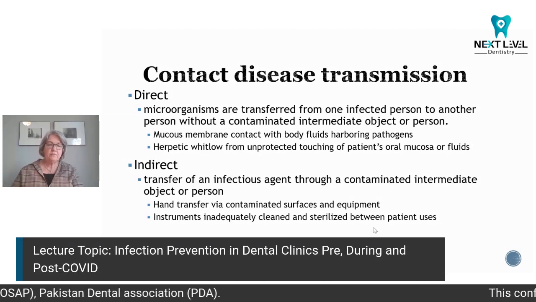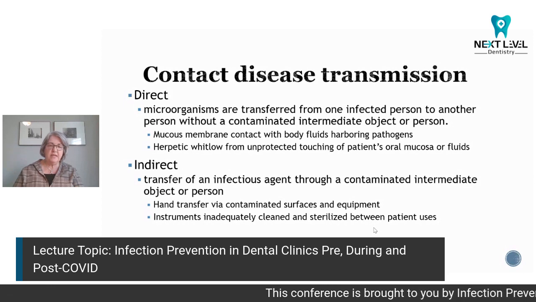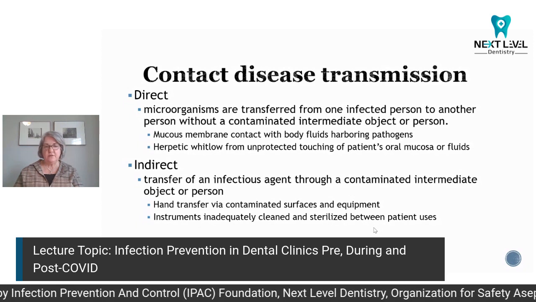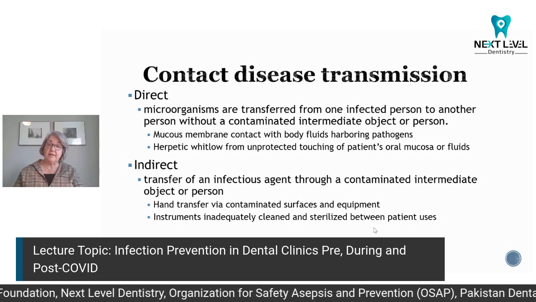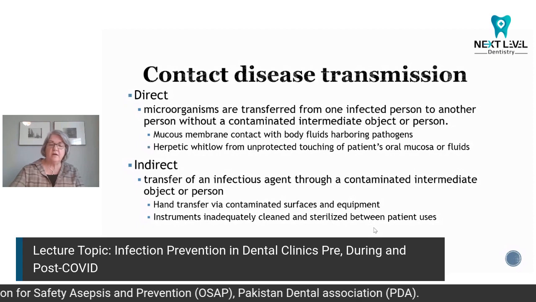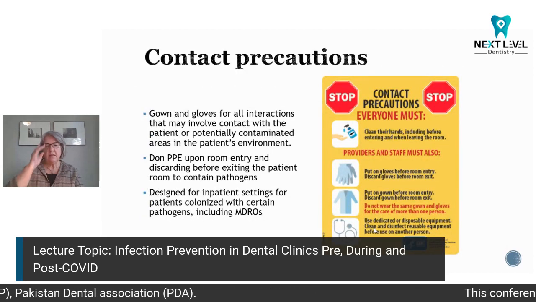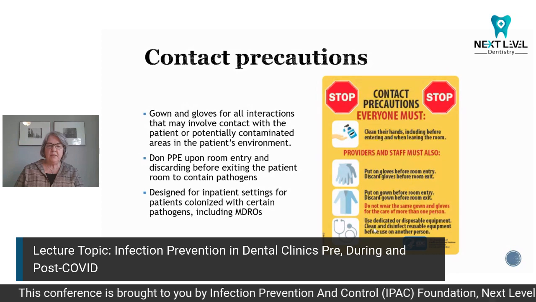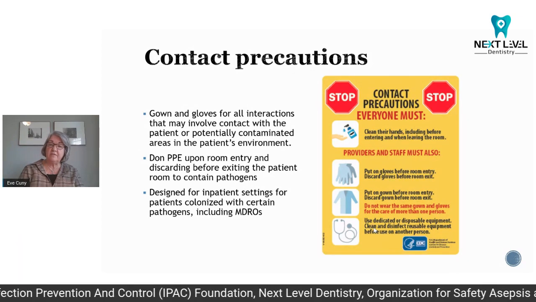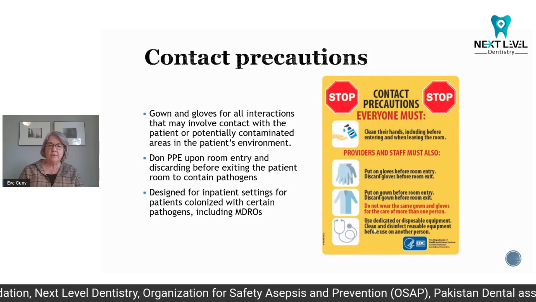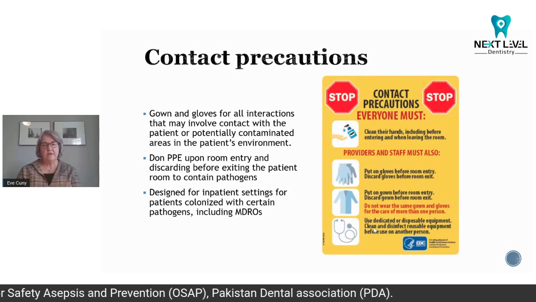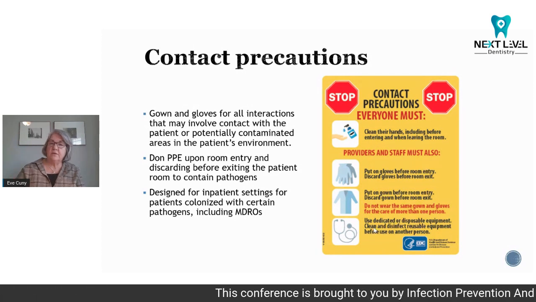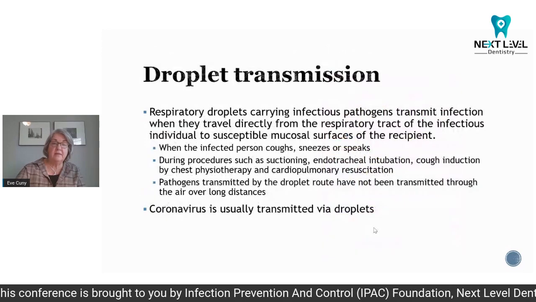And then indirect contact would be when the infectious agent transfers through a contaminated intermediate object or person, such as you would touch your hand to a contaminated surface or equipment, or instruments that have been inadequately cleaned and sterilized between patients' uses. That could be an indirect contact with an infectious agent. So contact precautions are simply that people wear gown and gloves for all interactions, and that PPE is put on before entering the treatment room instead of at the point of care, and that it's removed and discarded as you're exiting the patient's room rather than carrying it out into other areas of the clinic, and that it's designed for inpatient settings colonized with certain pathogens, such as multiple drug-resistant organisms.